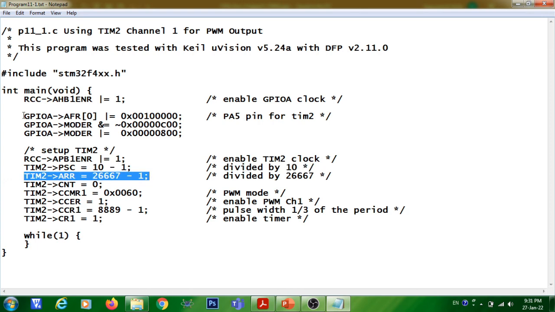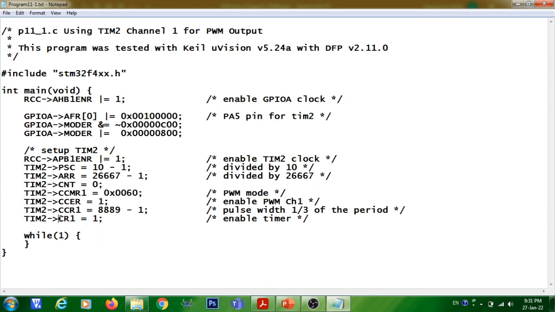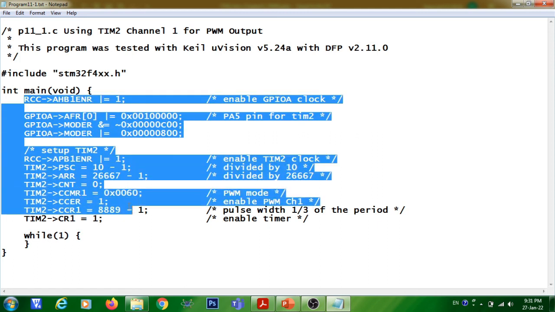And once all the configuration is over, as the last step you need to make CR1 equal to 1. CR1 equal to 1 means the 0th bit of CR1 you are setting. What is the 0th bit of CR1 representing? It is used for enabling the timer. So as the last step you are enabling the timer. With the configuration you have made here, the PWM will start generating automatically. That is the advantage of using this.